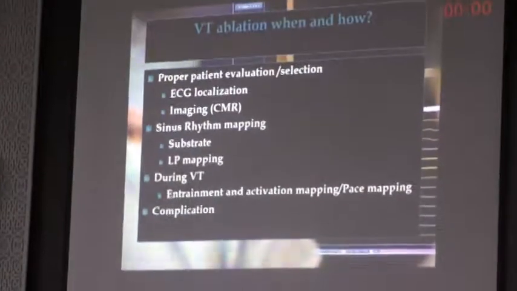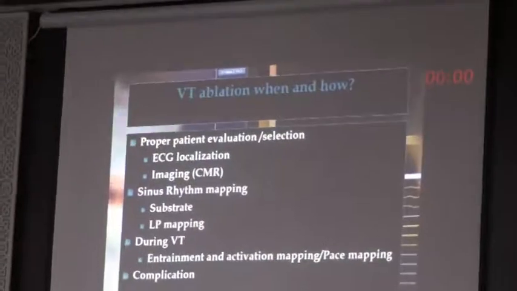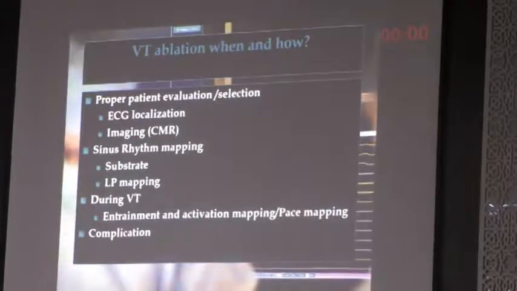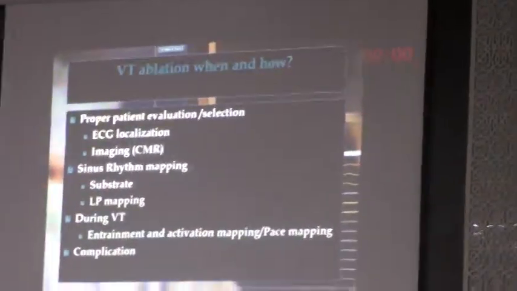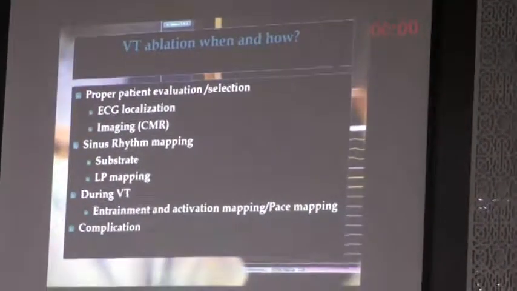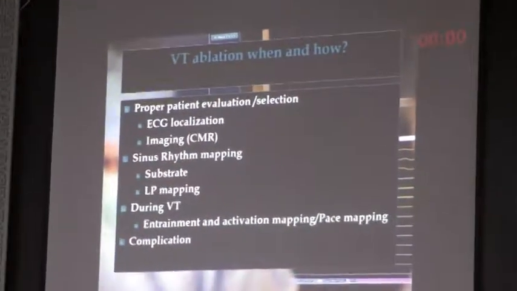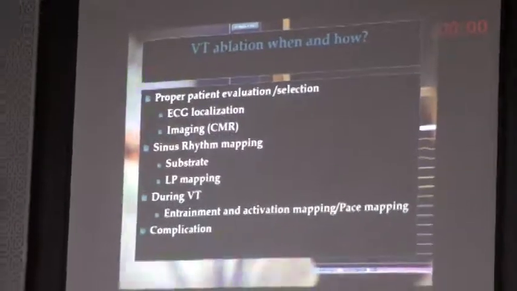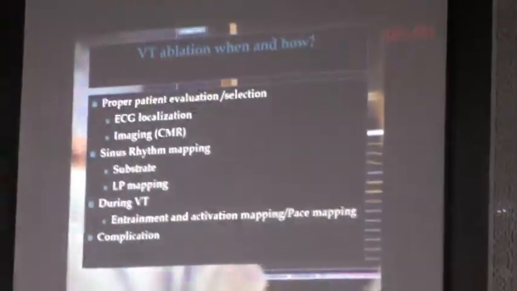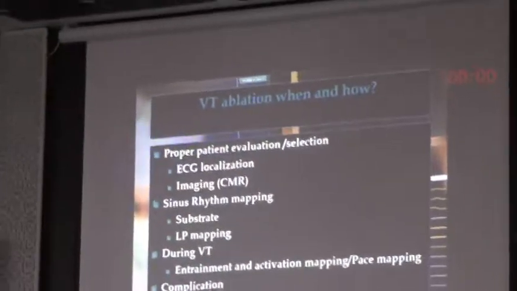And so this is the conclusion or the summary from my presentation. Proper patient selection and evaluation before the procedure is essential. We look at the baseline ECG, you might find something unexpected. You look at the VT ECG, it helps you to localize, and you integrate the imaging, especially the cardiac MR, with the findings from the ECG, and then you put an area of interest in your mind. You do the sinus rhythm mapping, you do the substrate, and more importantly, other than the voltage map, is the late potential map, I repeat.